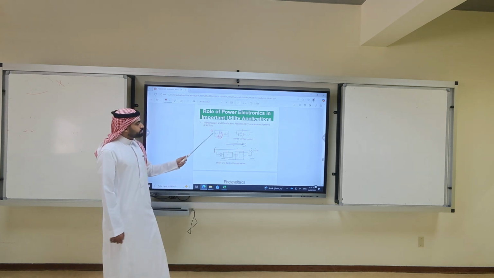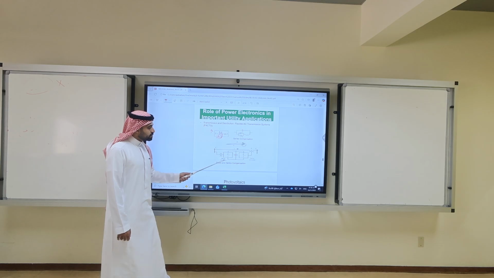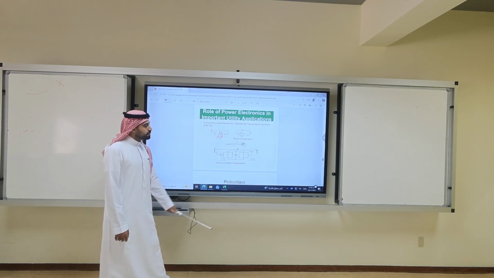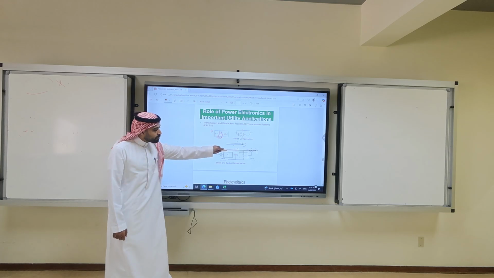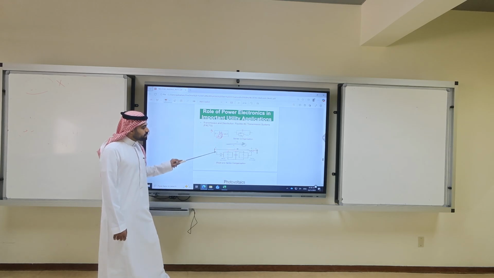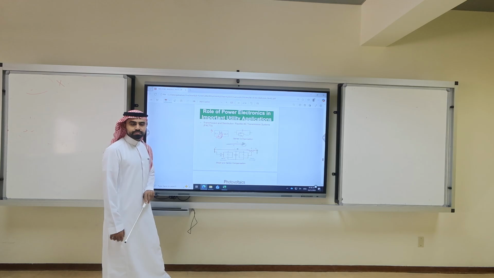So what types of FACTS? We have shunt, we have series. Series means you add them along the line. Shunt means in parallel with the line. Here we have a capacitor. Here we have a MOSFET.